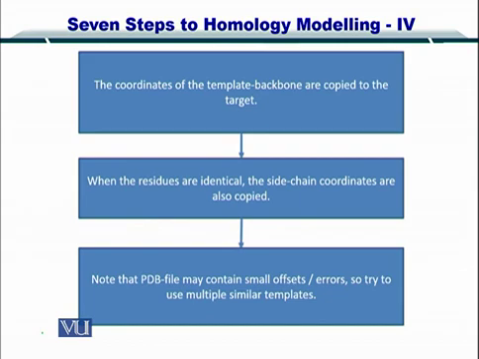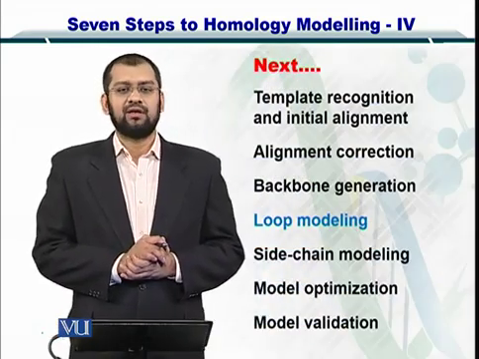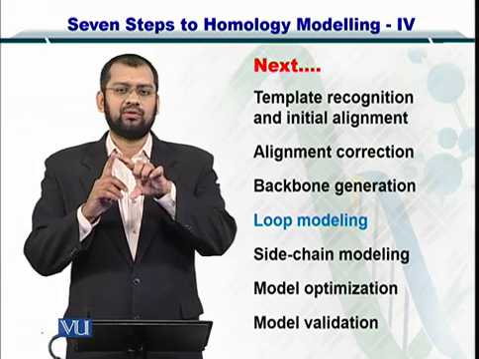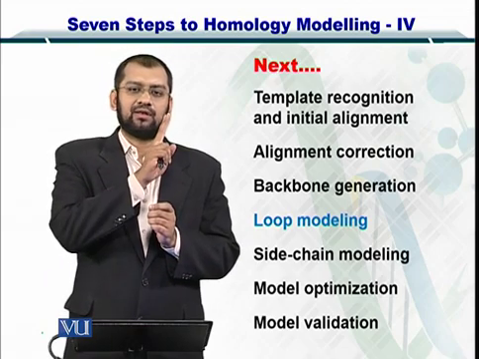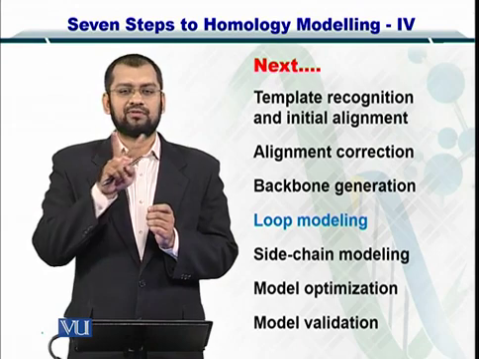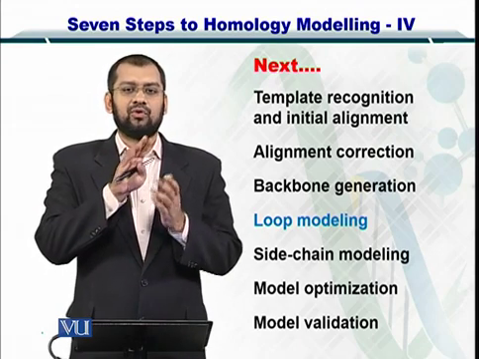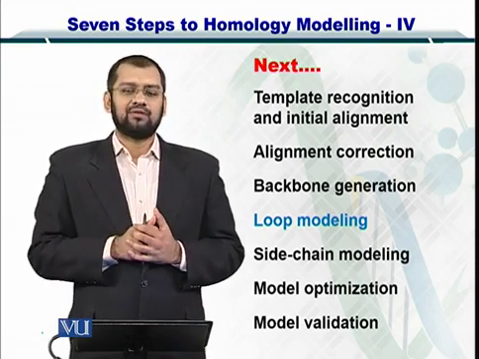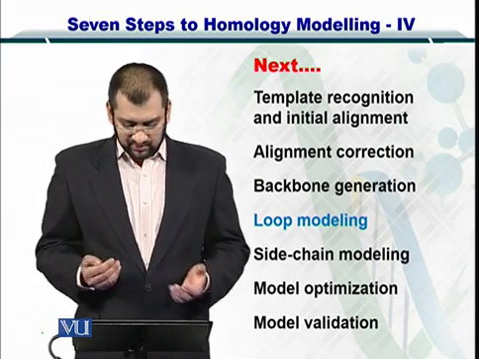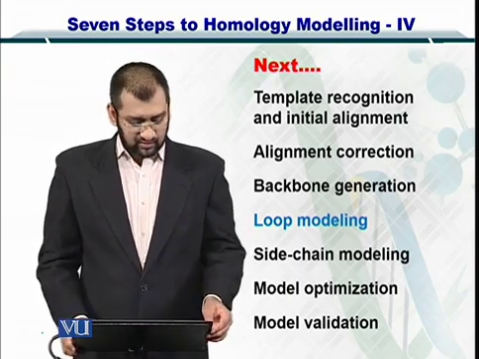So once you have done that, please remember that PDB may contain slight offsets and errors, so it is useful to use multiple templates at a time, multiple similar templates at a time. Next, so the backbone is generated, plus remember, along with the backbone, you have also put the side chains for those amino acids that were existing in the template and the target sequence at the same positions. So you have the backbone plus the side chains for the common amino acids. Now the point is, how do we move to the next position? So the next thing is the loop modeling. So let's take a look at loop modeling.